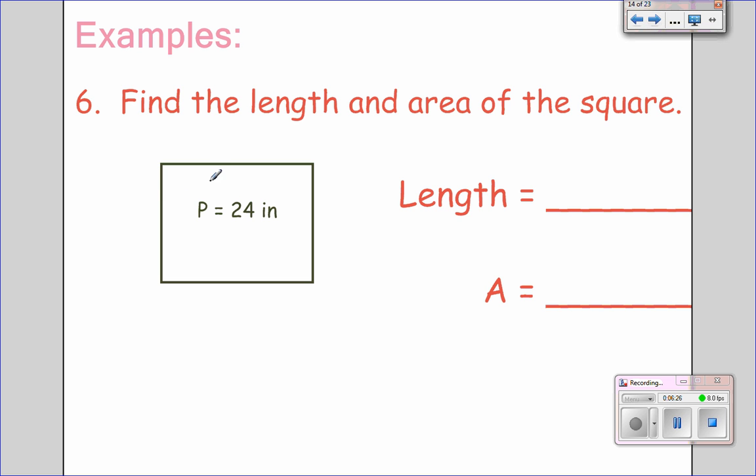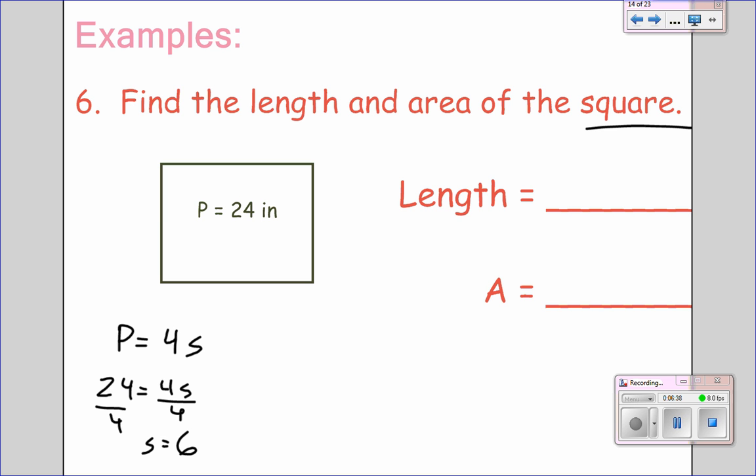All right, now I'm telling you the perimeter is 24 for the square. Remember, perimeter equals 4s. So if I know that P equals 24, I can say 24 equals 4s and divide by 4. So s equals 6 inches. And then, of course, the area is just going to be 6 squared, which equals 36 inches squared.